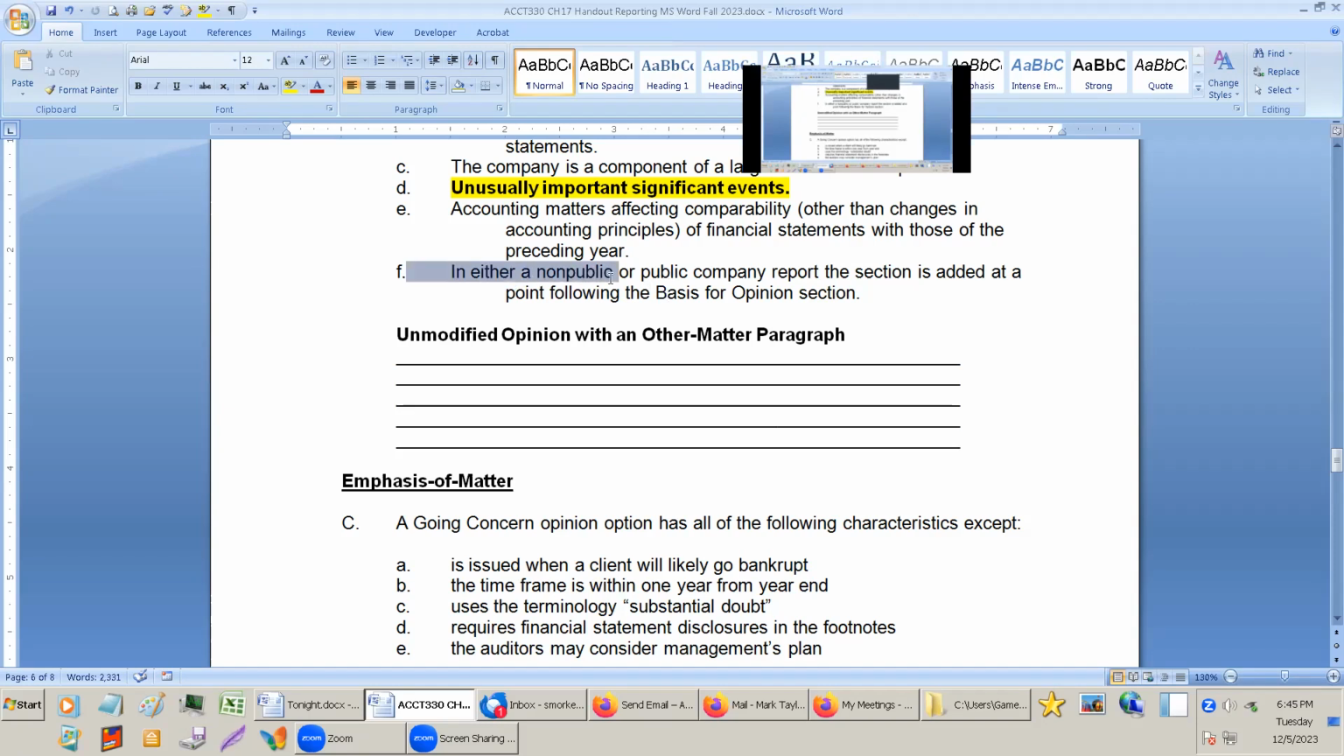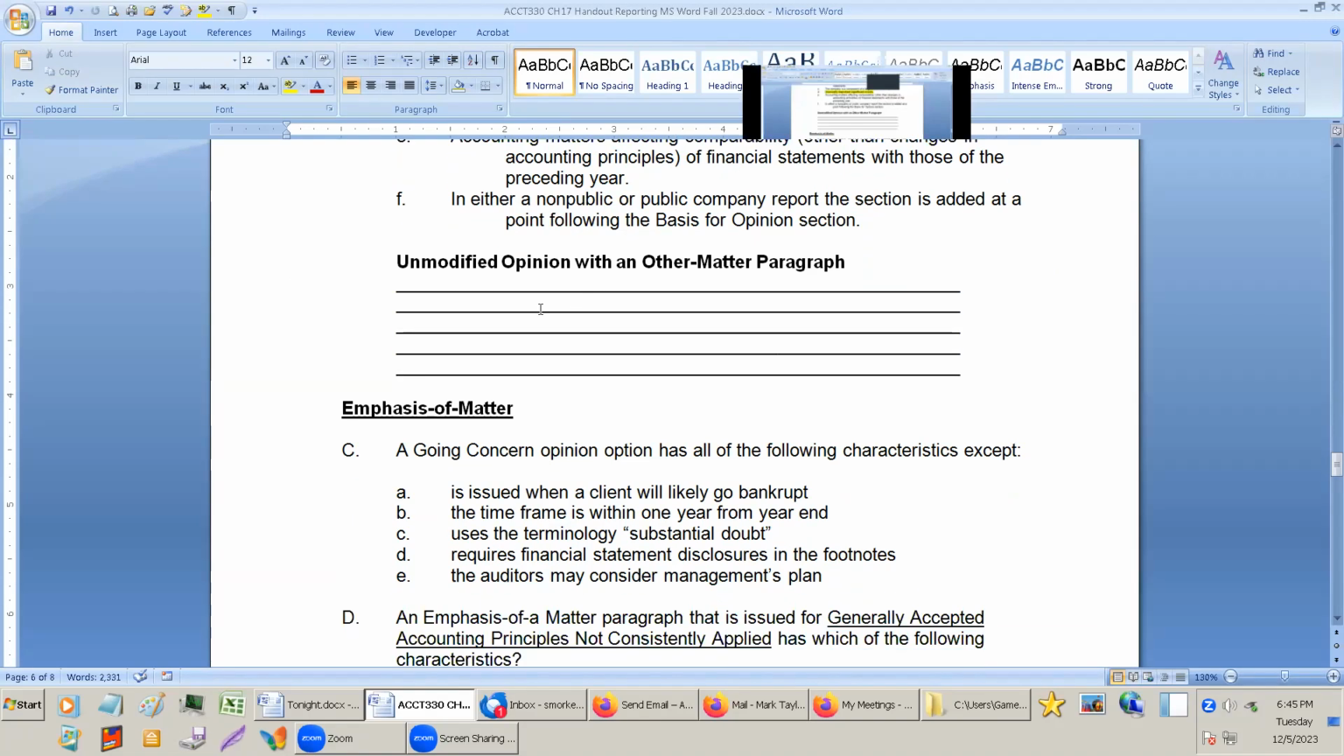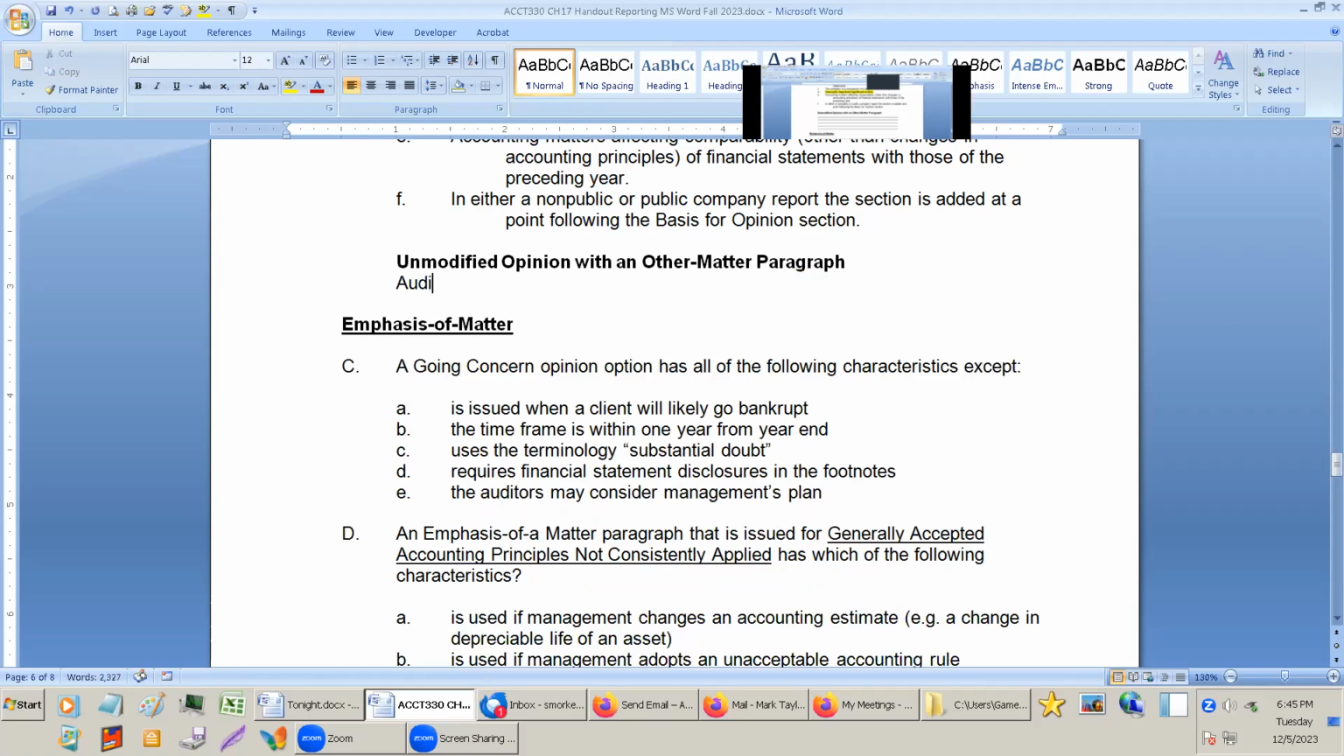This is just where it's put in there. Okay. Other matter paragraph. This can be almost anything. The auditor is somewhat free.